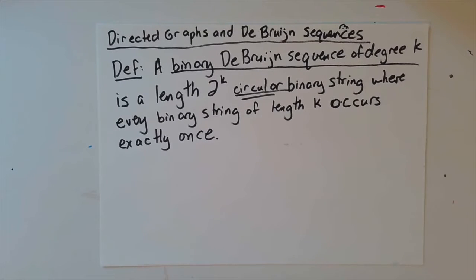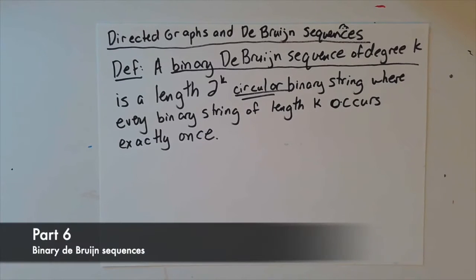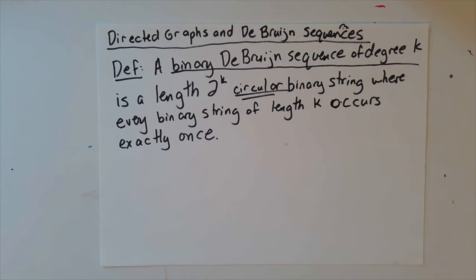Hello, class. The topic of this video is something called a binary de Bruijn sequence, which is something pretty cool, and I've written down the definition here for you. So what is a binary de Bruijn sequence? Well, each of these things has a degree associated to it, so we'll call the degree k. And it's a length 2 to the k circular binary string.